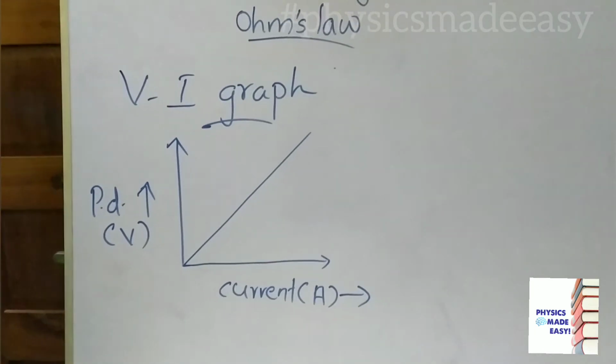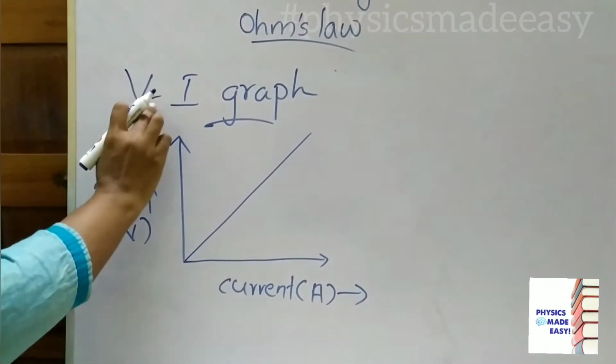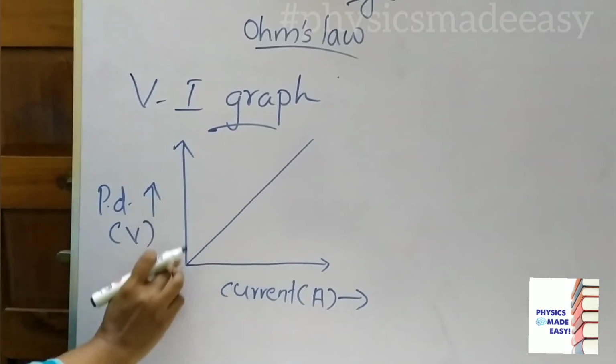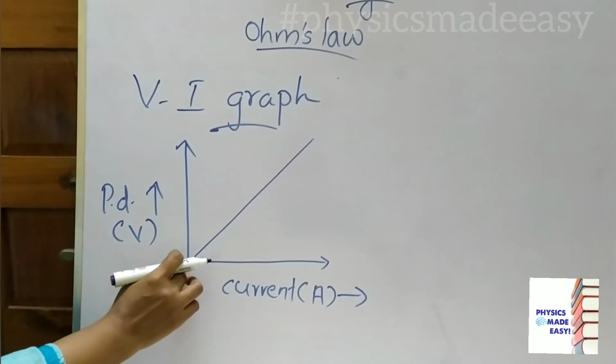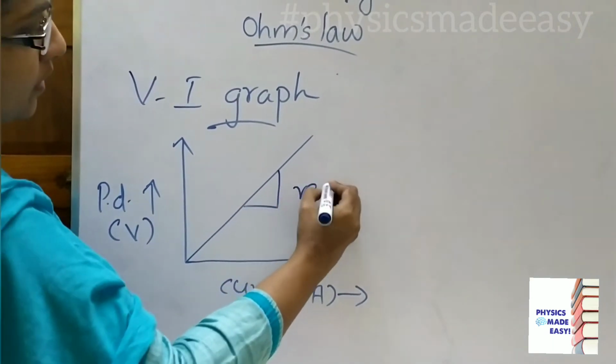Now we can conclude this. At a constant temperature you can draw a potential difference current graph, VI graph like this. You will get a straight line like this having a slope. The slope of this graph gives you resistance.